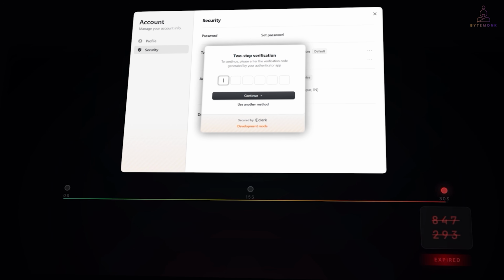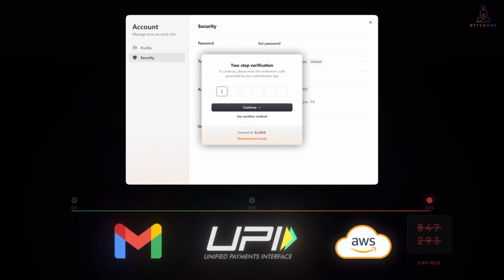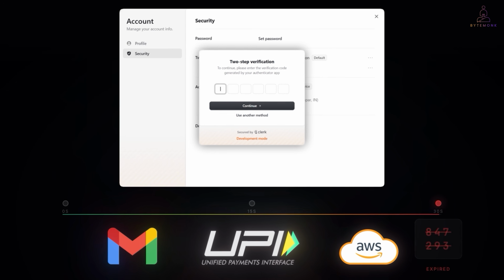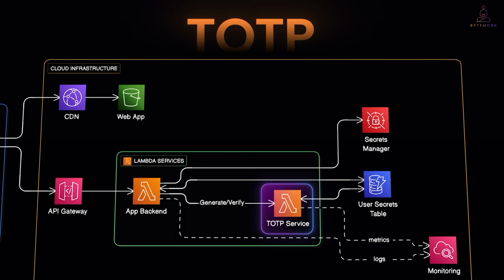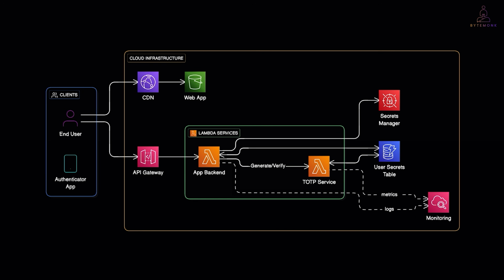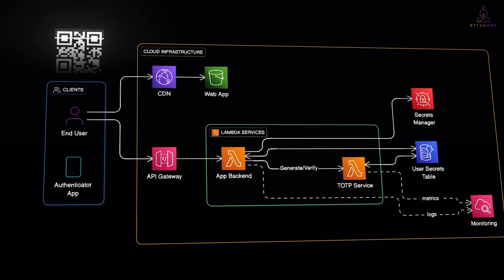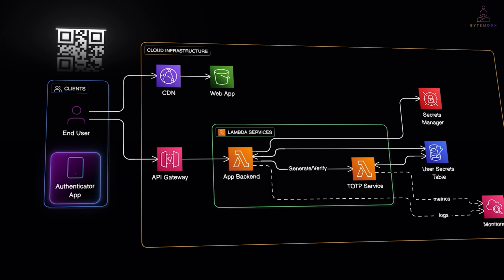And this is why MFA has become the standard for any serious application. Banking apps, email, cloud platforms, they all require it. But if you're building an app, adding MFA used to be a pain. First, you need to implement TOTP, time-based one-time password. That's the algorithm behind those 6-digit codes. You generate a secret key, encode it into a QR code, the user scans it with their Authenticator app, and now both sides can generate the same time-based codes.